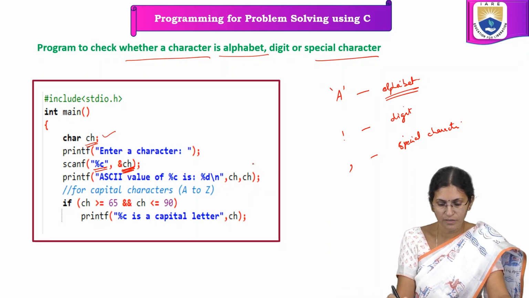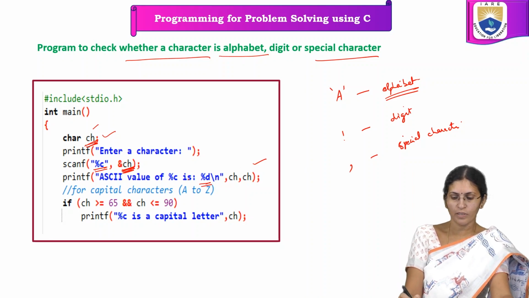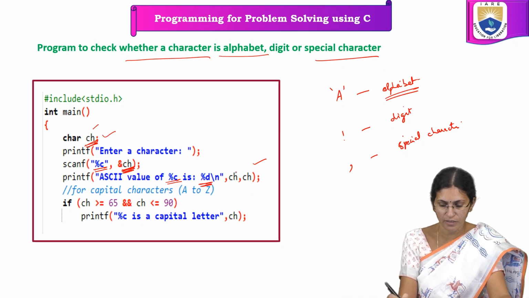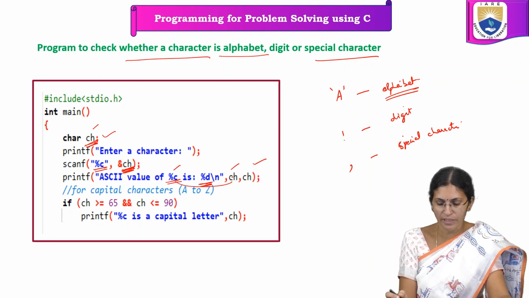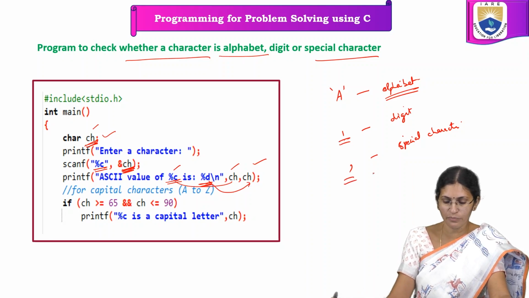Then after that, the ASCII value of this can be printed. We can print the ASCII value by using %d as the format specifier. ASCII value of %c is %d. So this ch corresponds to this. The character will be printed as it is here, whereas if you use %d, the character will be printed in integer form. So the corresponding ASCII equivalent value will be printed.